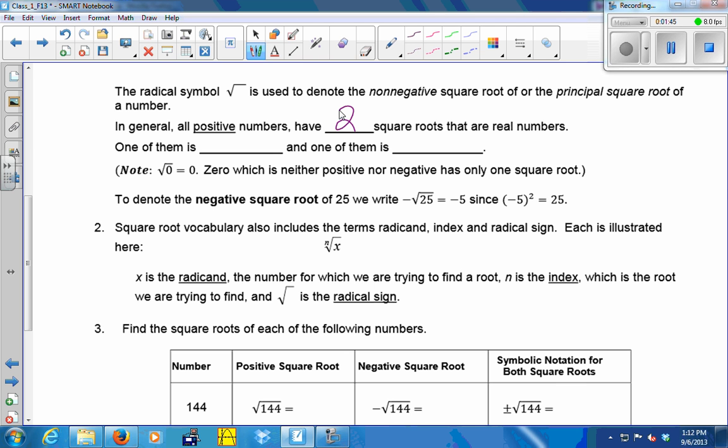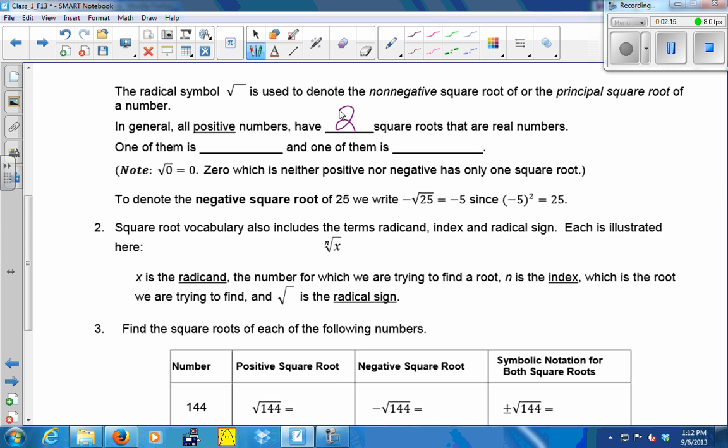So think of 25. What number can you square to get 25? 5. What other number can you square to get 25? Negative 5. Why negative 5? Somebody explain. Yes, because negative 5 times negative 5 is positive 25. So there are 2 numbers that you can square to get 25: 5, because 5 times 5 is 25, and negative 5, because negative 5 times negative 5 is also 25.